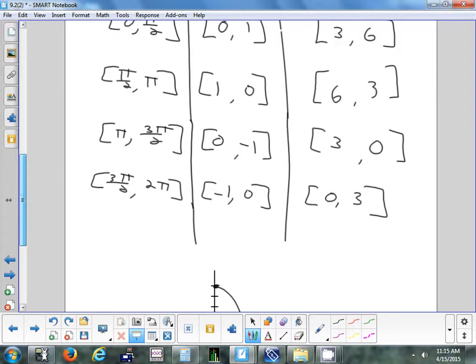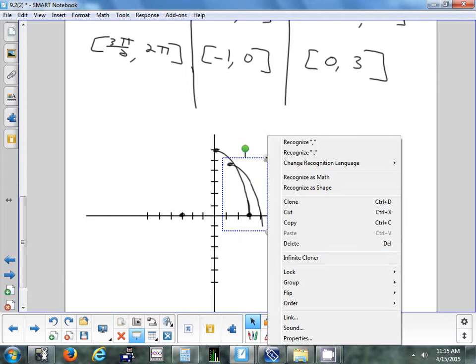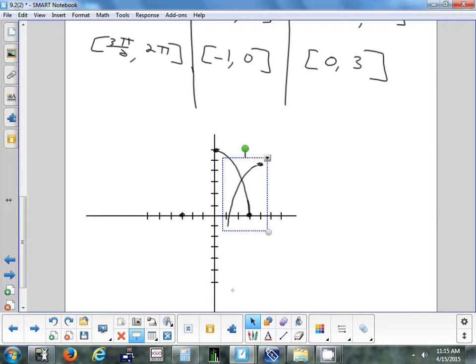So by the time you get all the way over to pi, your radius is going to have shrunk back down to 3. It's basically a mirror image of that, okay, on the other side. So what I'm going to do to try to make it look somewhat decent, make a mirror image.